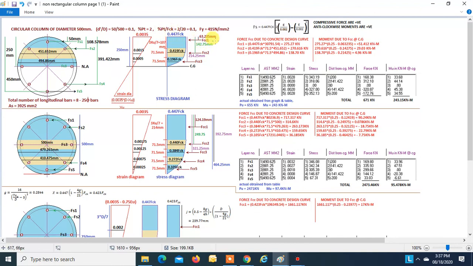So this is how we'll get force FCC1 for this segment. Now the remaining two strips will have equal depth, that is 71.5 and 71.5. So this is how we will get three forces: one force due to this area, another force due to this area, and a third force due to this area. FCC1, FCC2, and FCC3. We have assumed that compressive force is positive, and anti-clockwise moment is positive. So FCC1, FCC2, and FCC3 are the forces due to the concrete design curve, and all three are compressive forces, so all three will be positive.